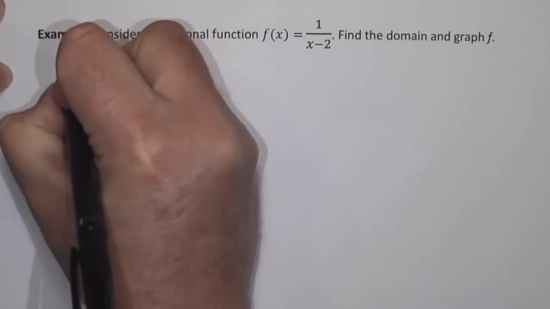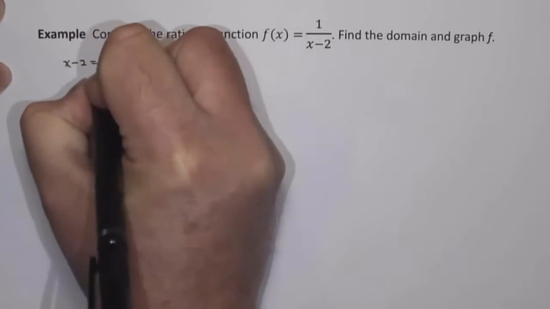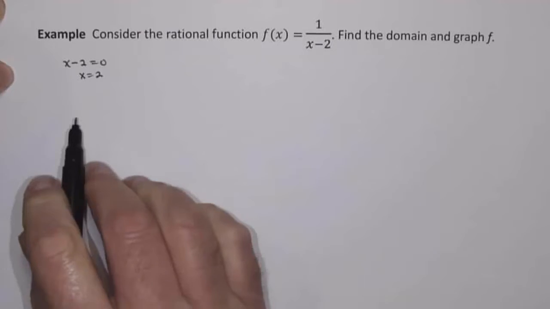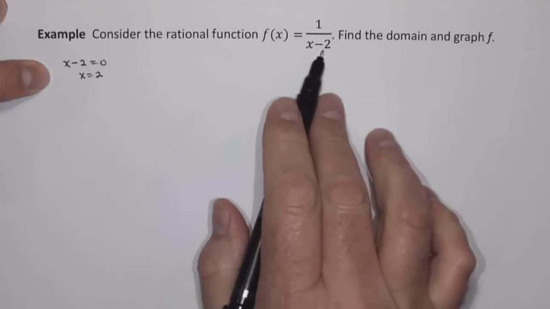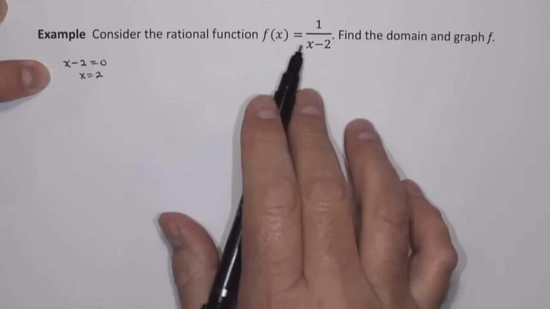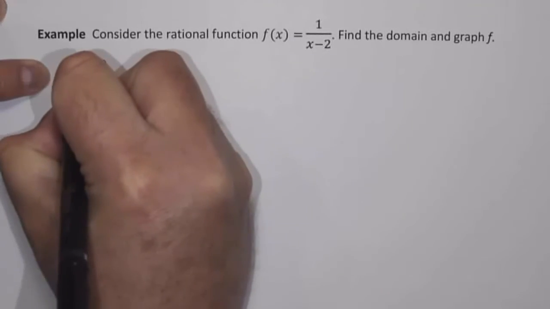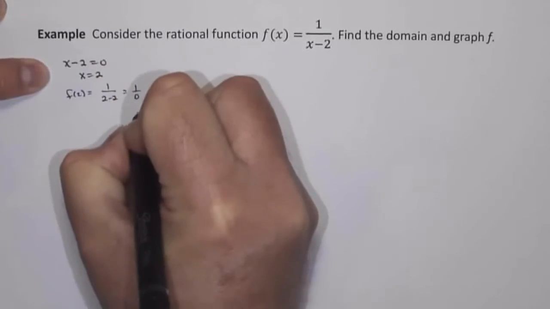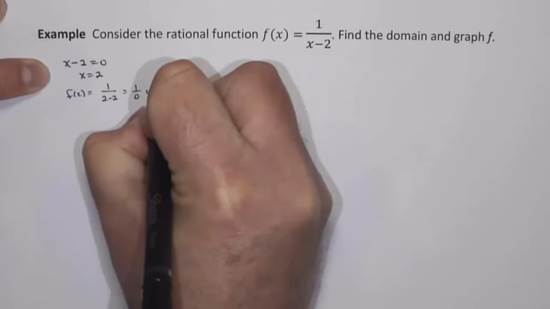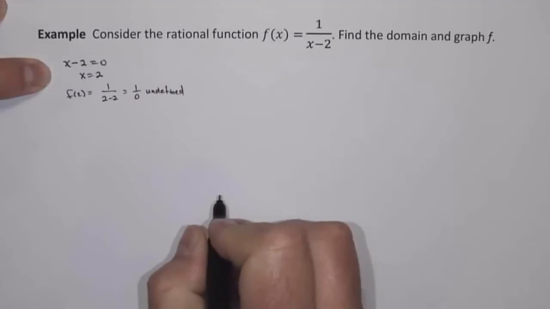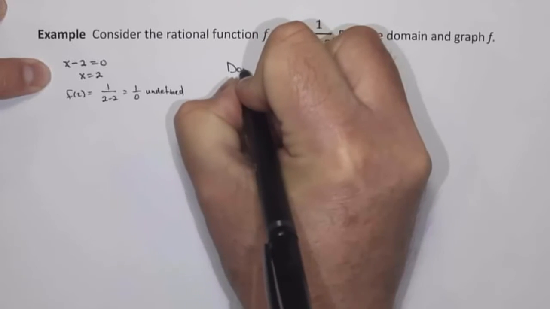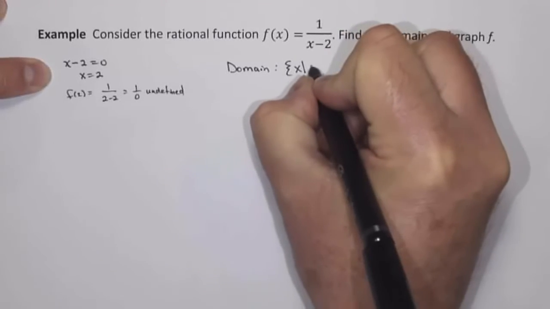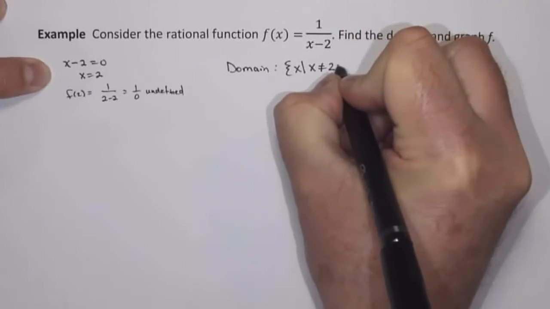So if we take x minus 2, set that equal to 0, and solve, well, if we add 2 to both sides, we get x equals 2. So that means 2 would cause division by 0 in this function. And you can see that, right? If I ask you to find f of 2, it would equal 1 over 2 minus 2, which would be 1 over 0, which is undefined. So we can't find f of 2. So the domain of this function is all real numbers except 2. So x can be anything except 2.